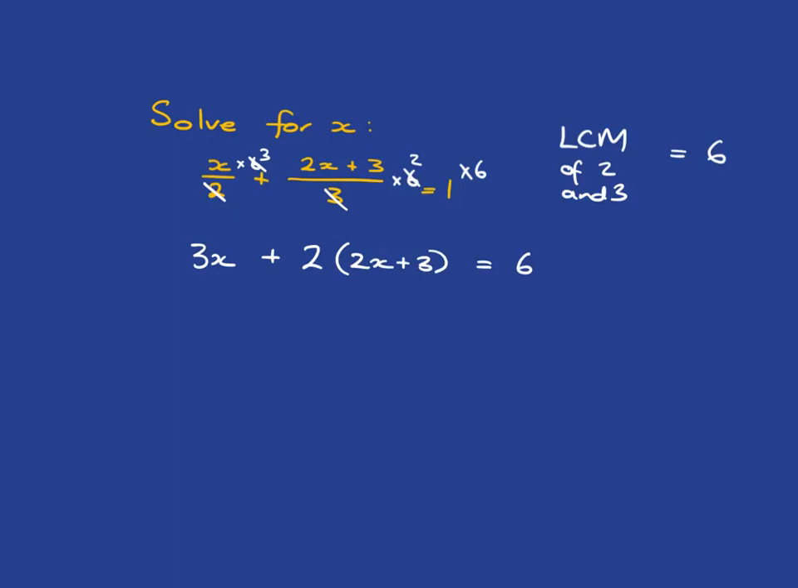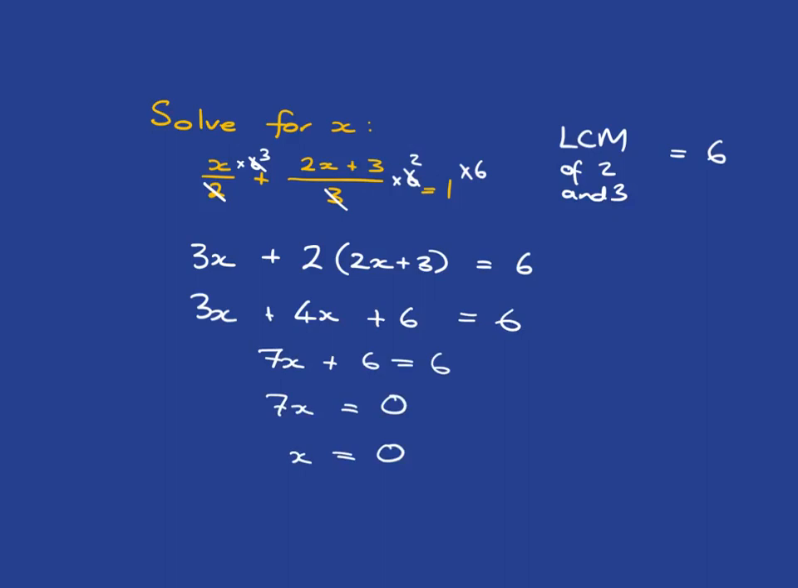Now I have to multiply out. So I've got to say 2 times 2x, which gives me 4x. And then I have to say 2 times 3, which gives me 6. And now 3x plus 4x, that's 7x. And now I get 7x is 6 minus 6, which is 0. So x is equal to 0.